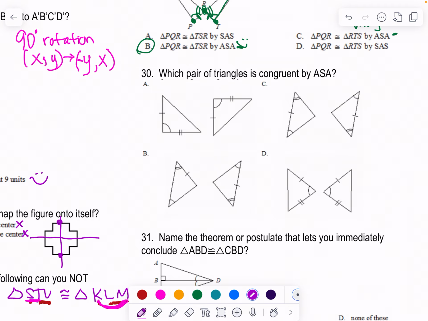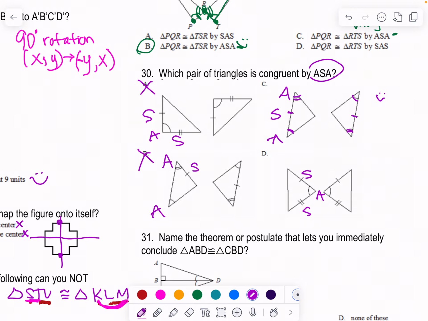Which pair of triangles is congruent by angle, side, angle? So we want an angle, a side, and an angle. So let's see, we have an angle here, a side, and an angle: angle, side, angle. This one looks good. I'm just going to put a smiley like that. This one has a side and an angle, so that would not be it. This one has an angle and then a side, and the side is not between them, so it can't be that. And then the bottom one has a side, an angle, and a side. But we want angle, side, angle, because here's our angle, there's our side, and there's our angle, so it has to be C.